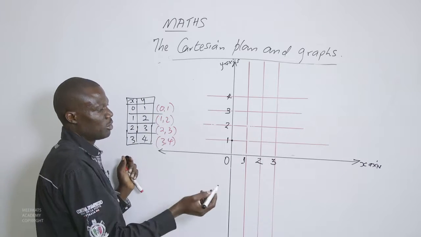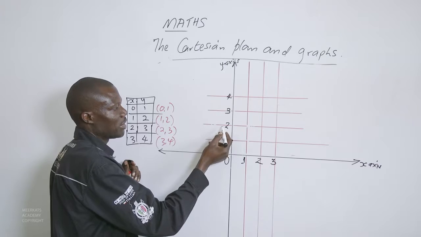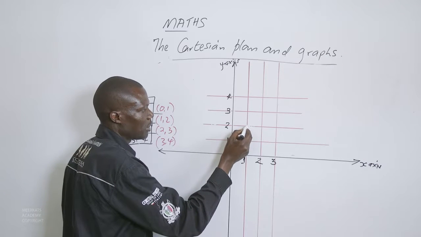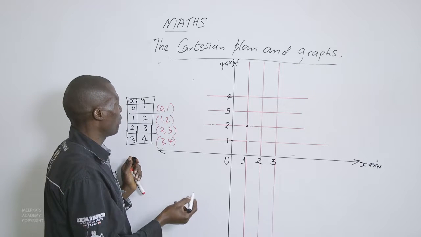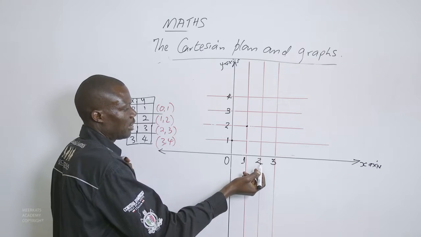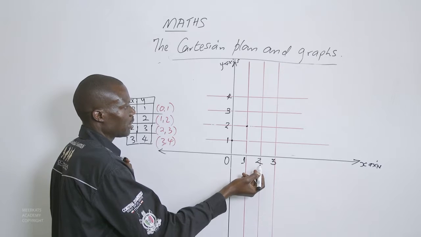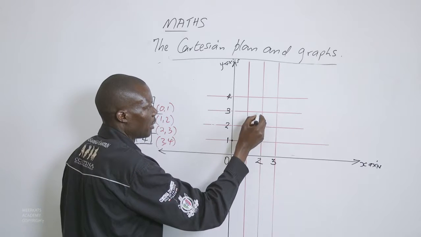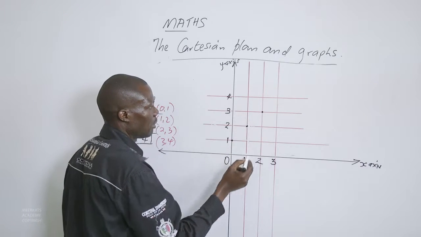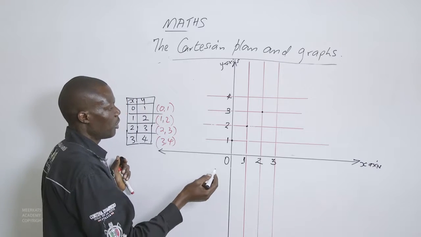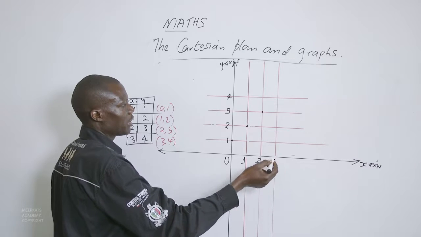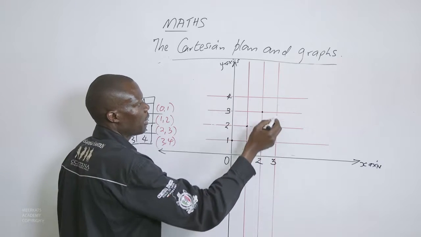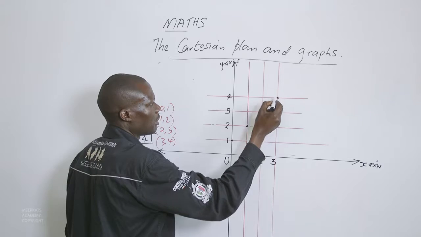Second coordinate, 1, 2. X is 1, y is 2. When you follow it up, it will meet here. The third point is 2, 3. 2 for x and 3 for y. It will come here. And the fourth point is 3 for x and 4 for y. So this one will come at this point.